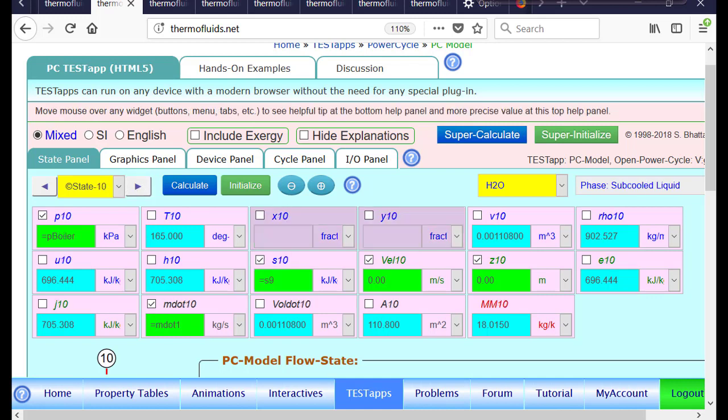State 10 is the second pump, because the flow from the feedwater heater must be raised to the boiler pressure. That's what we are doing. The P10 equals P boiler, and of course the mass flow rate becomes M dot 1, and it's isentropic. This is the isentropic exit condition. This is needed to find the actual exit of the pump. So again, we are using the pump efficiency, as you can see in this space, to calculate H11.